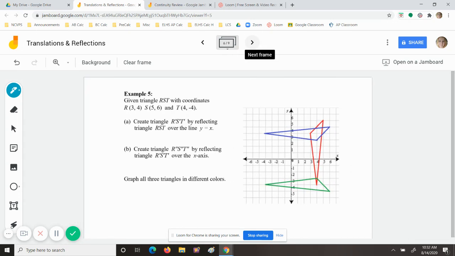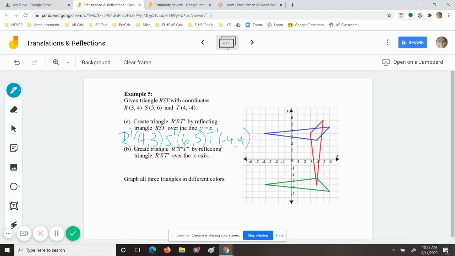All right. Here, we're going to do several different ones. We're going to do 2 different reflections. So we're going to start out with these 3 coordinates for RST. And in part A, we want to create a new triangle by reflecting over the line y equals x. So whenever we reflect over the line y equals x, we have to switch the coordinates. So our new R is going to be at the point 4, 3. Our new S is going to be at the point 6, 5. And our new T is going to be at the point negative 4, 4.